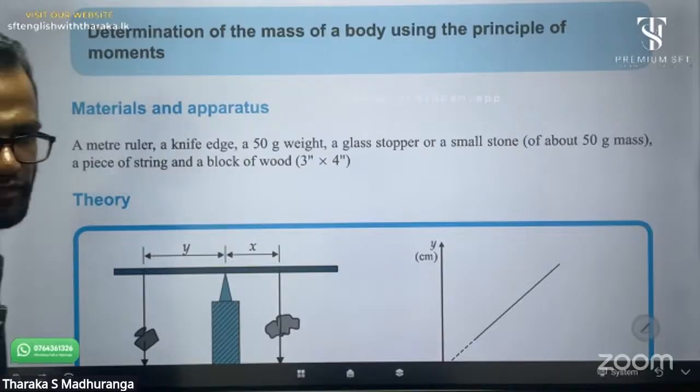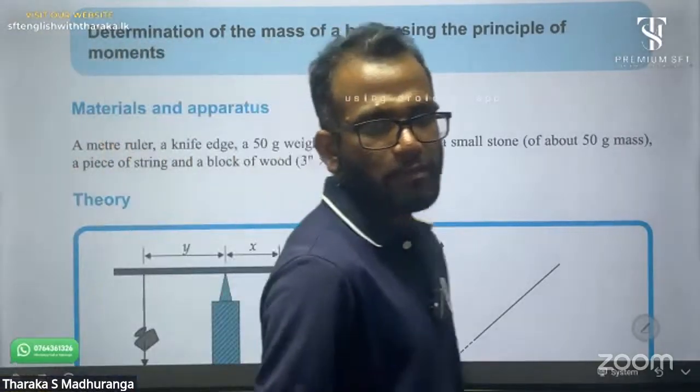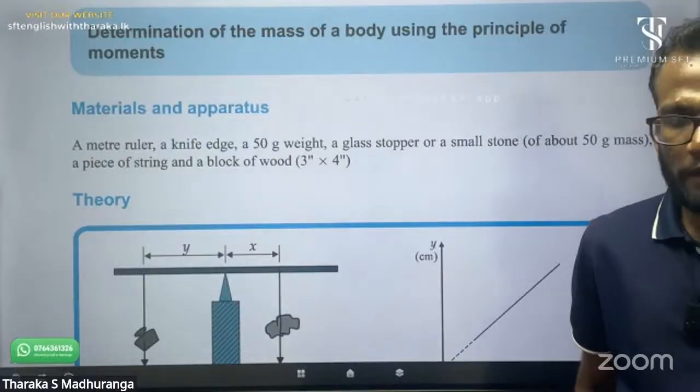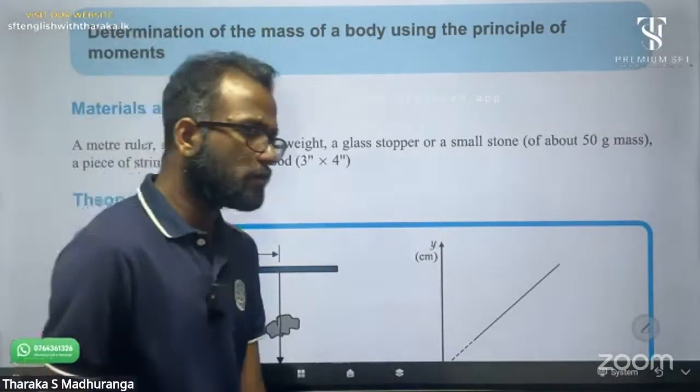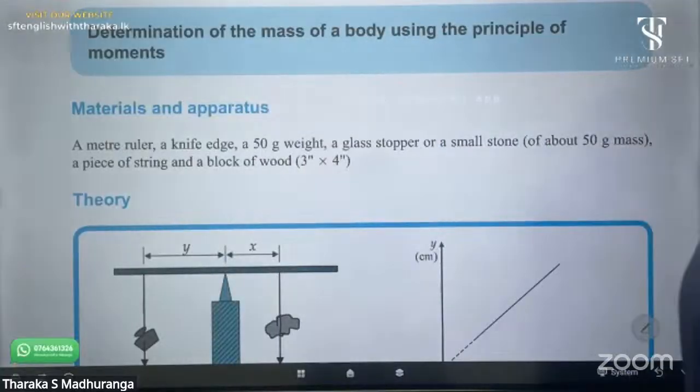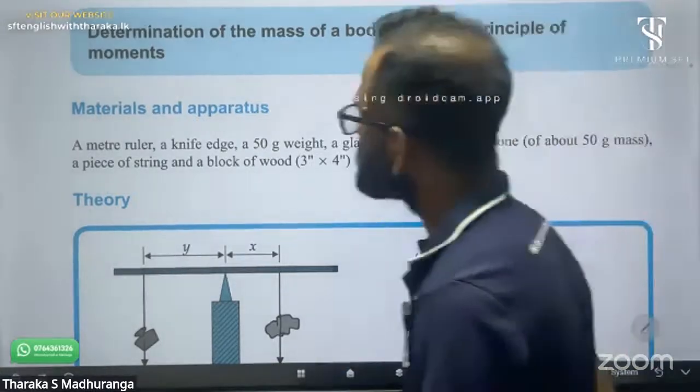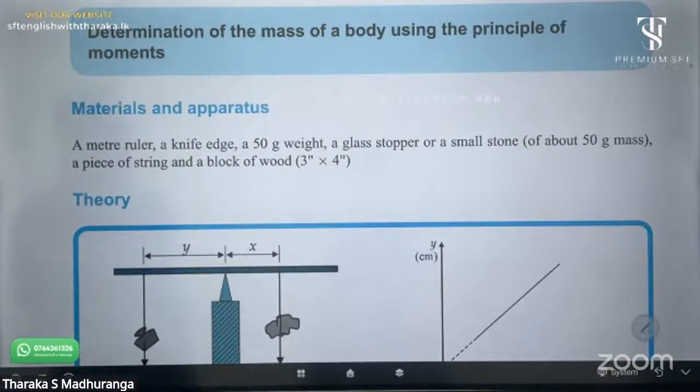Okay, that's a very simple one. Determine the mass of a body using the principle of moment of force. That one is also a force lesson practical. Moment of force practical. That we already discussed in the theory class.